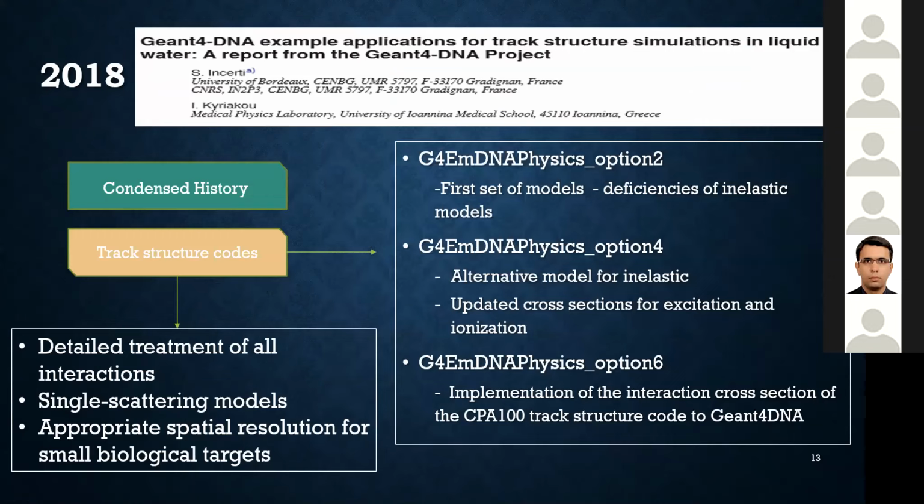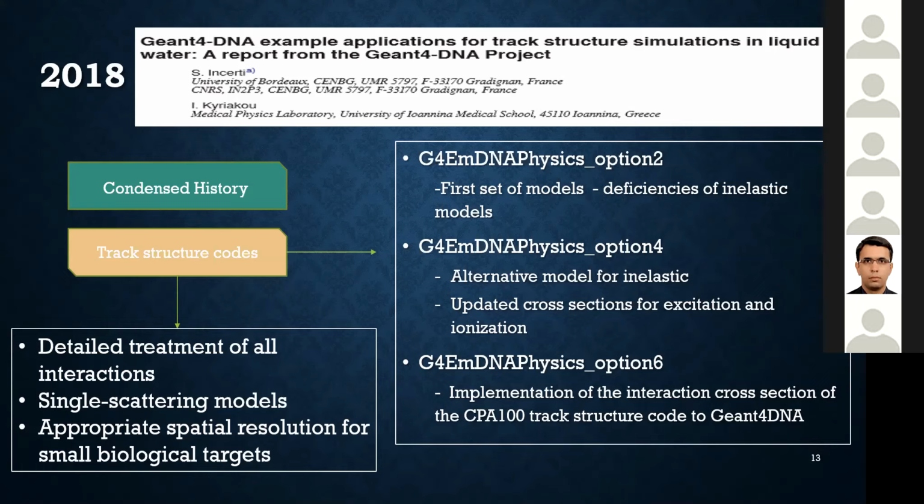Before that, we wanted to study another report about the Geant4-DNA project. Again, we are talking about how it is evolving in the sense of the physics and everything, and the chemistry also. One thing we must know is that Monte Carlo codes can be condensed history or track structure codes. So what does this mean?